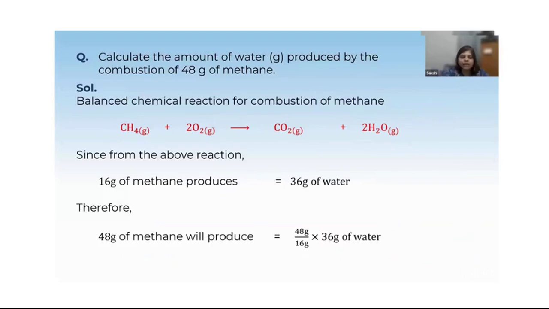This is a direct method, but we should always find out the number of moles. You can do it this way also, right? So we can solve this, or you can do 6 into 18, 6 moles into 18 grams, okay? If you solve this, you will get the answer. That is 6 into 18, which is 108 grams of water.